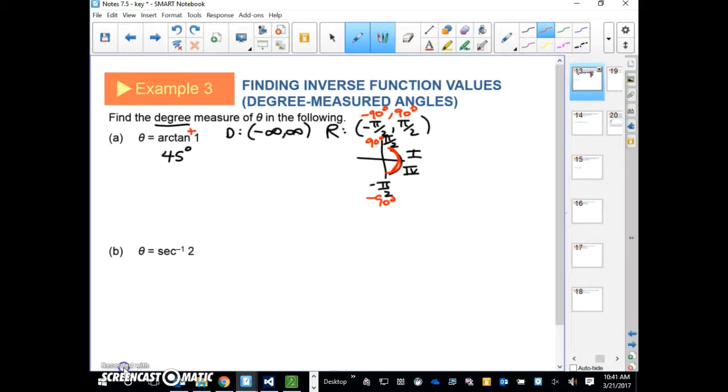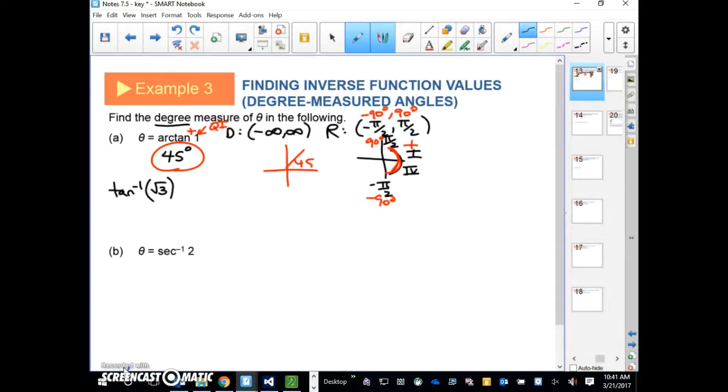The fact that this number 1 was positive tells me that I have to be located in quadrant 1. So when you think about the what and the where, that 45 degrees in quadrant 1 just is what it is. This answer is 45. So let's think about what it would have been if I had done inverse tangent of, let's do like square root of 3.